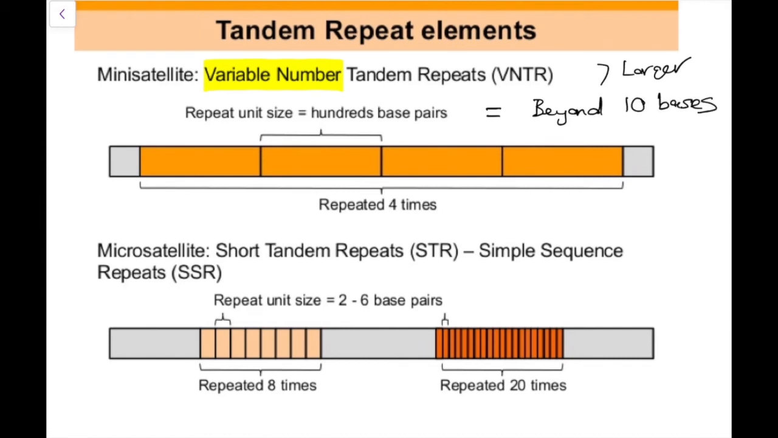And if we're thinking about short tandem repeats, then 2 to 6 base pairs. So that was the previous one we looked at with a repeated sequence like GATA. And so that's an STR, GATA, could be repeated lots of times. And our VNTR is usually defined as beyond 10 bases up to hundreds of bases.